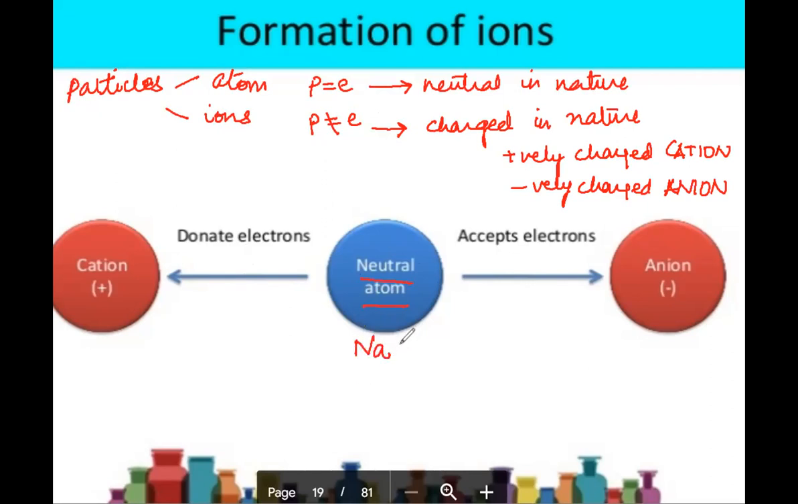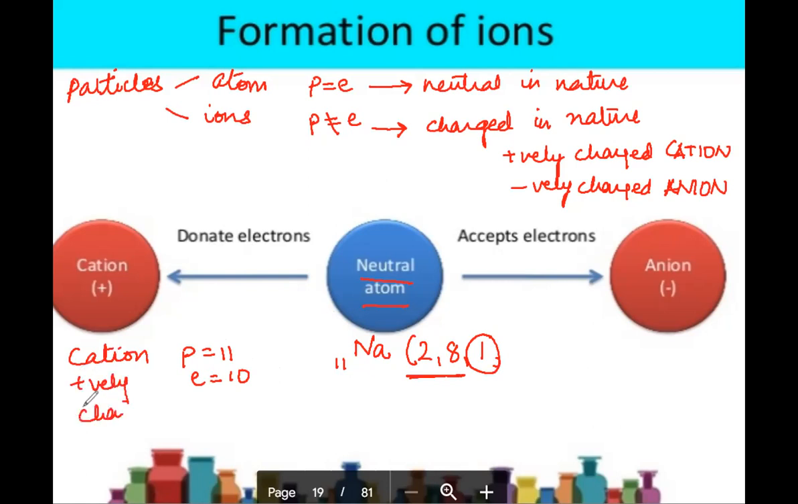Sodium's configuration is 2, 8, 1 because its atomic number is 11. So now what is happening here? If it has to have a stable noble gas configuration, it will be donating its one electron. On donation of one electron, its number of protons remains 11, but its number of electrons has become 10. There is a mismatch. That is why it has one proton extra. So it will be forming a cation, which is basically positively charged, right?